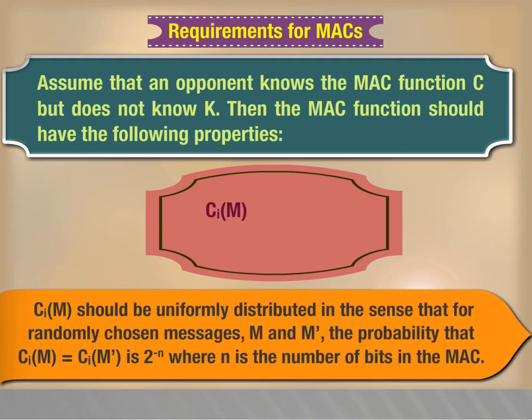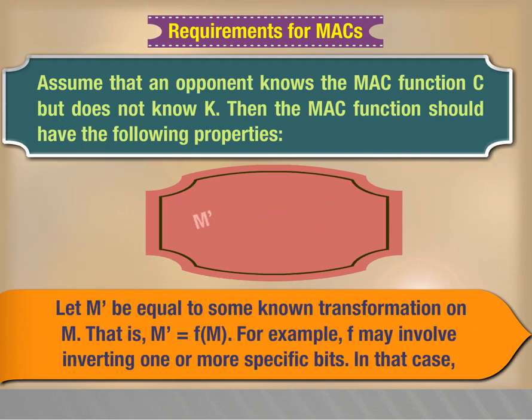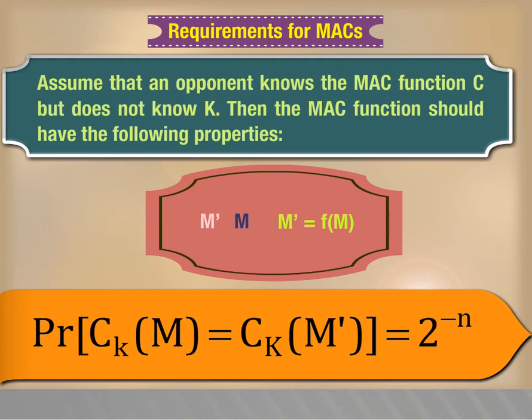C_K(M) should be uniformly distributed in the sense that for randomly chosen messages M and M', the probability that C_K(M) is equal to C_K(M') is 2^(-n), where n is the number of bits in the MAC. Let M' be equal to some known transformation on M, that is, M' equal to f(M). For example, f may involve inverting one or more specific bits. In that case, Pr[C_K(M) equal to C_K(M')] is equal to 2^(-n).